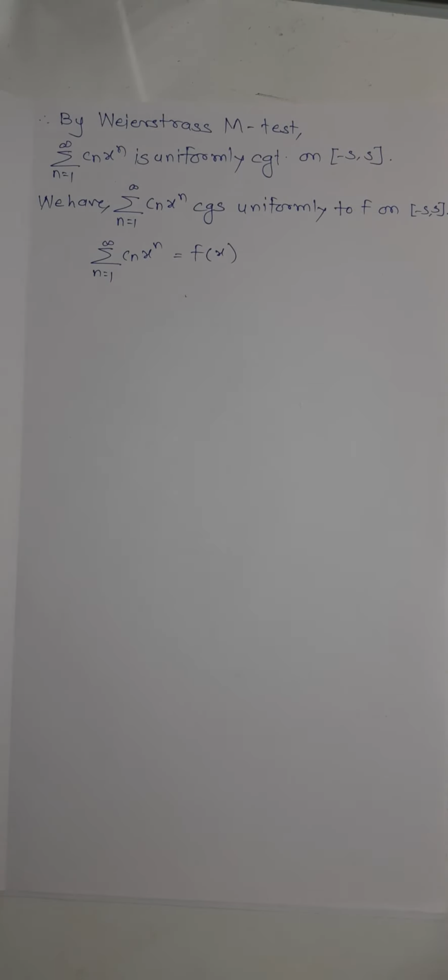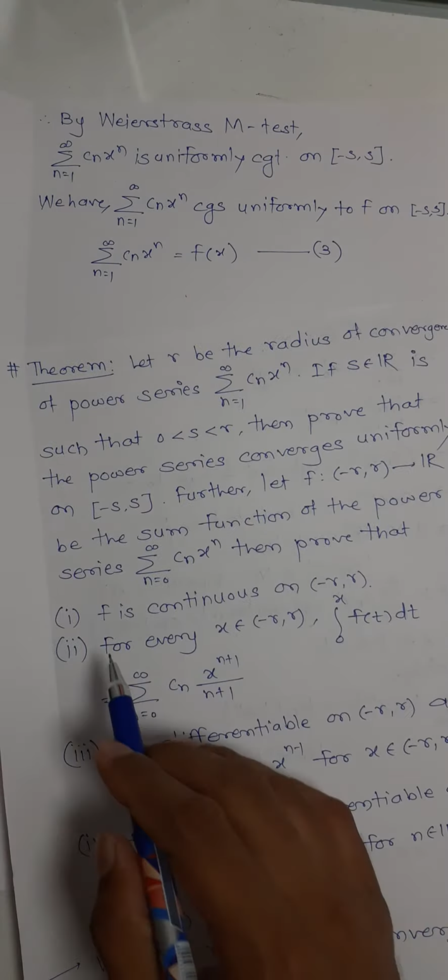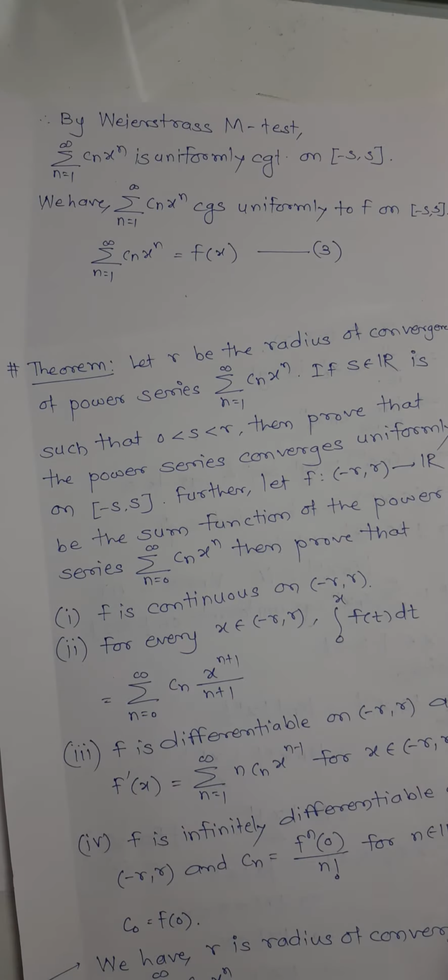Okay, I will call it an equation. We use two equations, and I will call this equation number 3. So let us focus on the first sub-equation. What is the first sub-equation we have? We have to prove that f is continuous on the interval minus r to r.